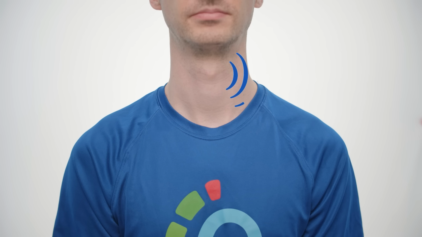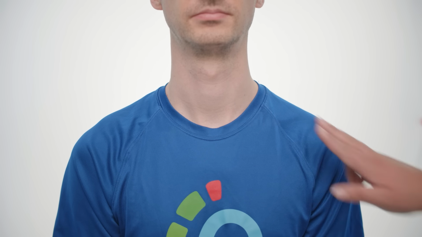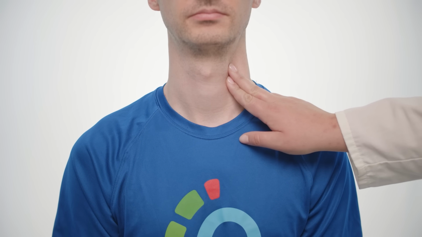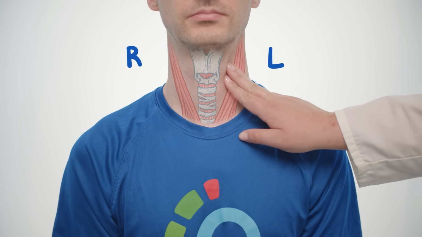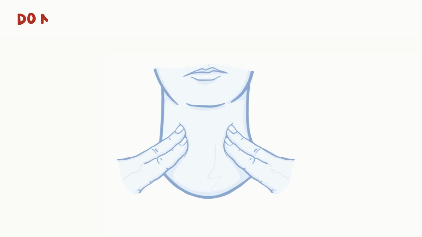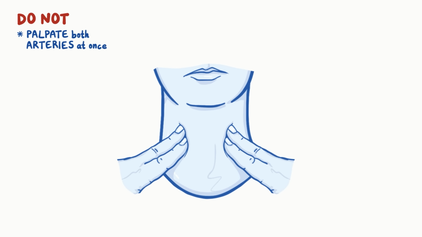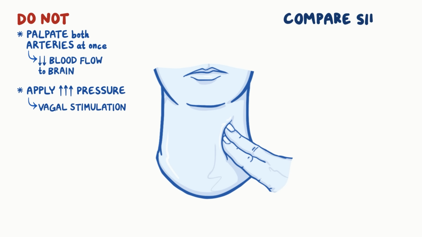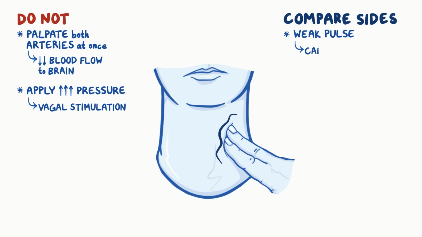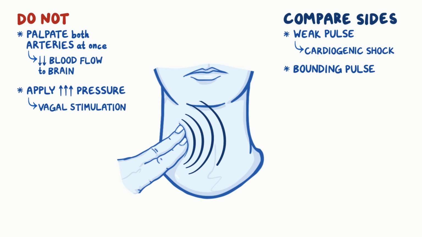First, check for obvious pulsations. Then, using your first 2 or 3 fingers, gently palpate the left, then right artery between the larynx and the interior border of the sternocleidomastoid muscle. Do not palpate both arteries at once. That reduces blood flow to the brain. Also, don't apply excessive pressure. That could cause vagal stimulation. Compare the two sides. A weak pulse might indicate cardiogenic shock.